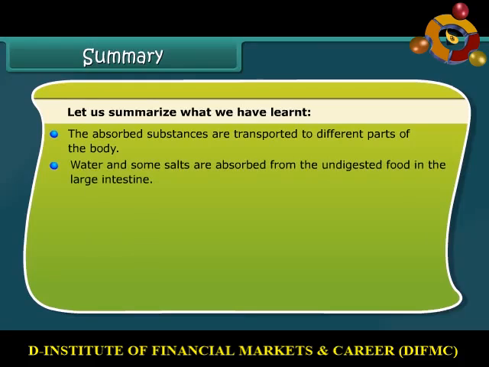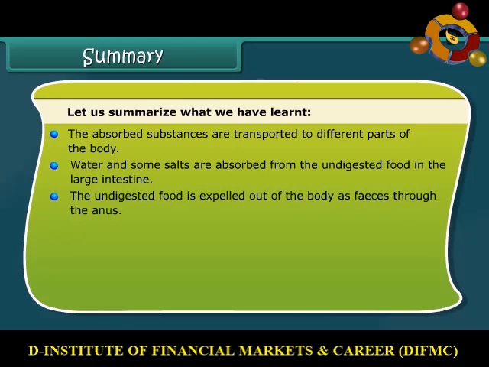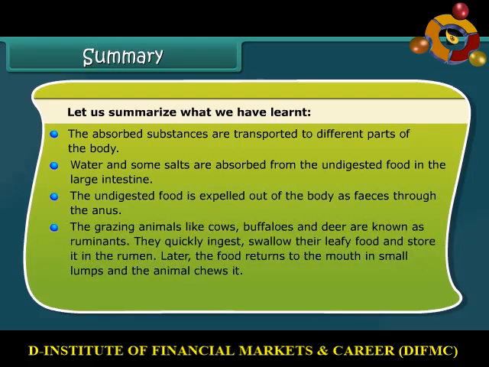Water and some salts are absorbed from the undigested food in the large intestine. The undigested food is expelled out of the body as feces through the anus. The grazing animals like cows, buffaloes, and deer are known as ruminants. They quickly ingest, swallow their leafy food, and store it in the rumen. Later, the food returns to the mouth in small lumps, and the animal chews it.